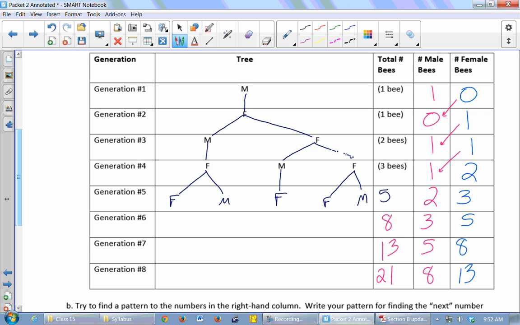There's also, if you start at generation 4, and then if you look across the generation, start at generation.